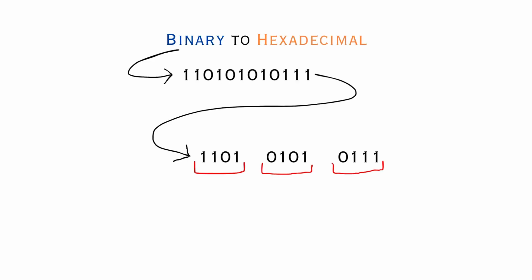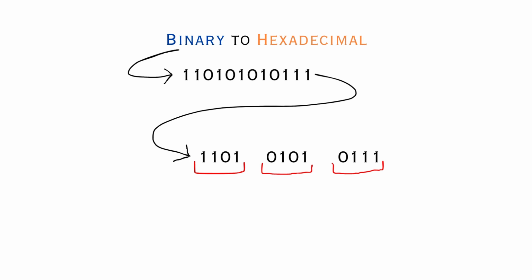Okay, now we're going to do binary to hexadecimal. This is the most easy thing we're going to do now. Really easy, okay? Trust me, guys. We have here 12 ones and zeros, okay? For binary to hexadecimal, we need to divide the binary in groups of 4, from here to here.